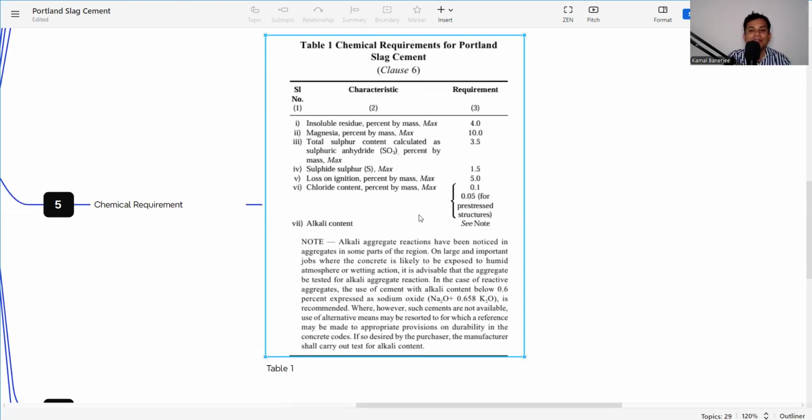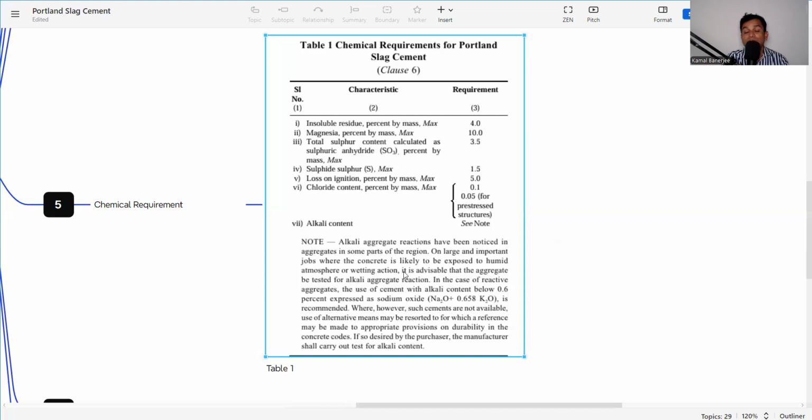And alkali content, what is it saying? See note. Alkali aggregate reaction has been noticed in aggressive form in some parts of the region, on large and important jobs where the concrete is likely to be exposed to humid atmosphere or wetting action. It is advisable that the aggregate be tested for alkali aggregate reaction. In the case of reactive aggregate, use cement with alkali content below 0.6% expressed as sodium oxide.